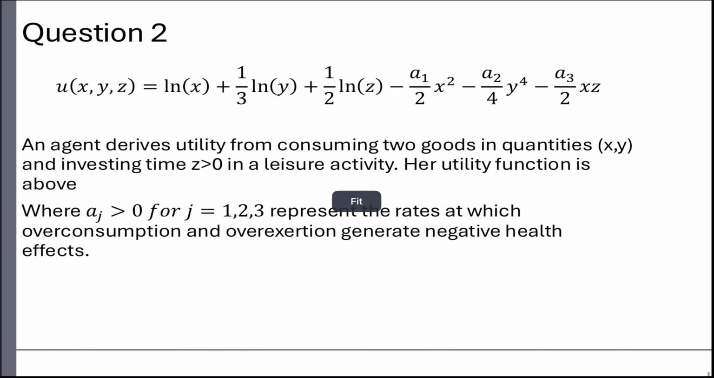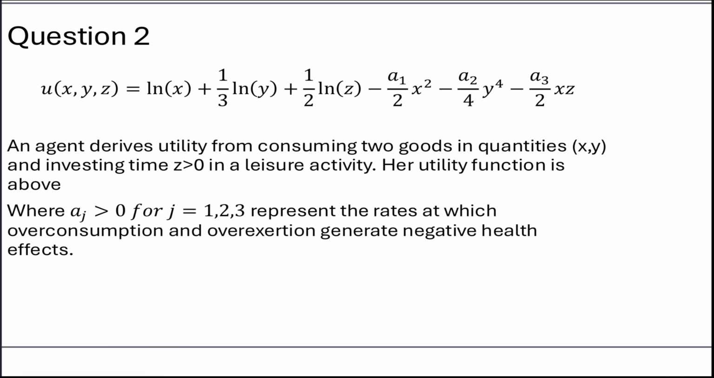Cool. Looking at question number 2, which is a bit harder, something that we might actually see in an exam. An agent derives utility from consuming 2 goods in quantities x, y, and investing time, where that time variable is obviously going to be greater than 0, and the time variable is z, in a leisure activity. Her utility function is as above, where a_j is greater than 0 for j equal to 1, 2, and 3.